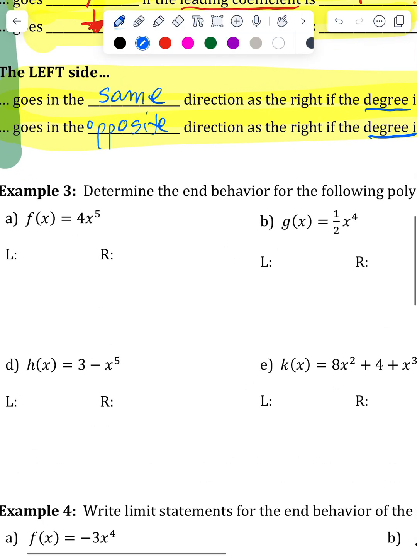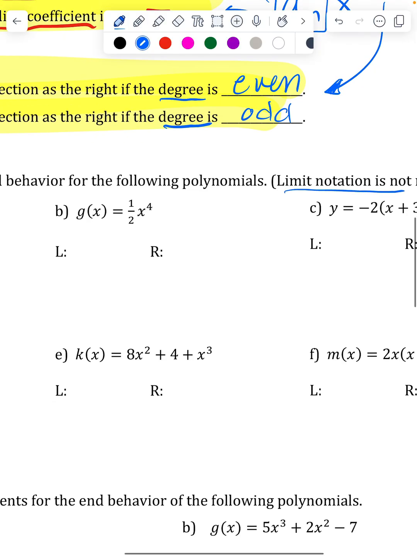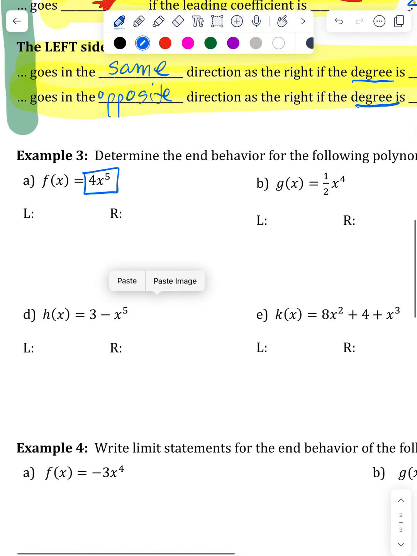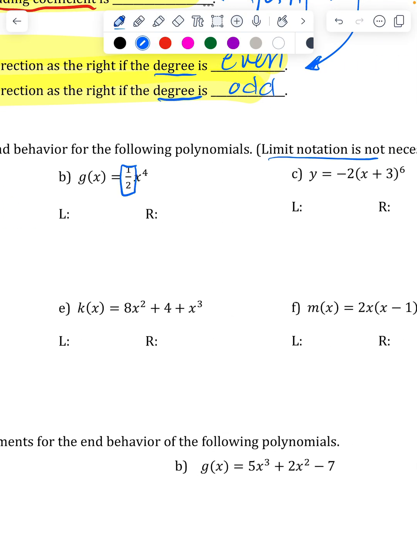So here, I'm not going to write it out in limit notation because it says limit notation is not necessary. I'm going to look at my leading coefficient, which is a 4, but I don't care if it's 4. I just care that it's positive. That indicates my right's going to go up. My degree is 5, which is odd, so the left will do the opposite thing. Here, I look at my leading coefficient, which is positive, so right goes up. I look at my degree, which is even, so left does the same.